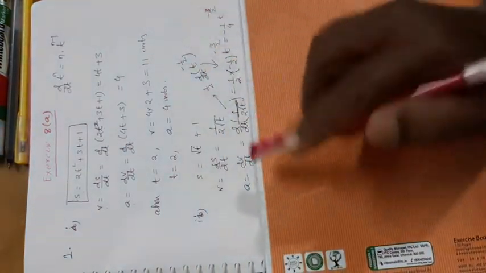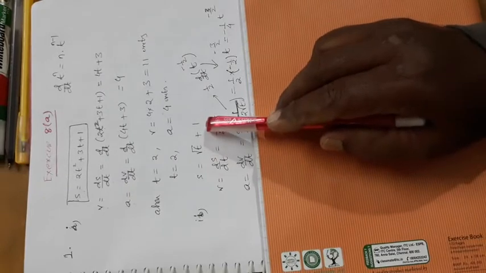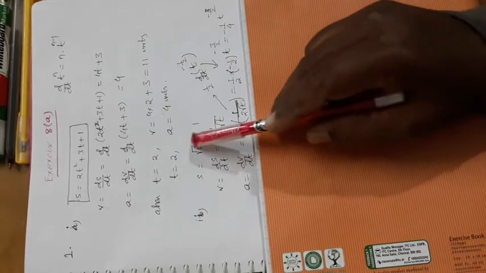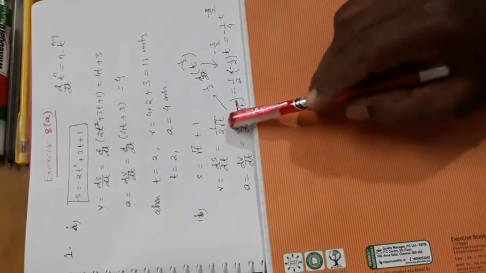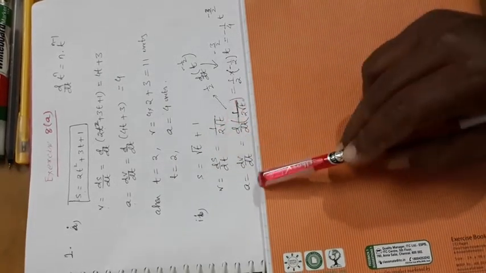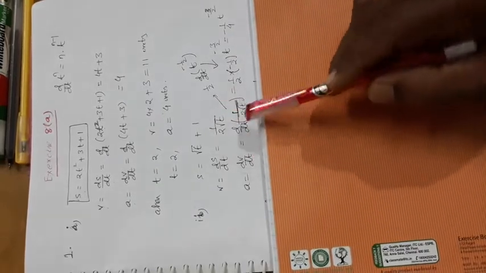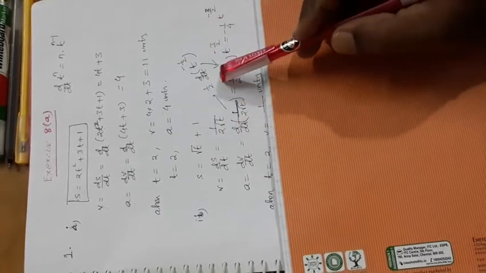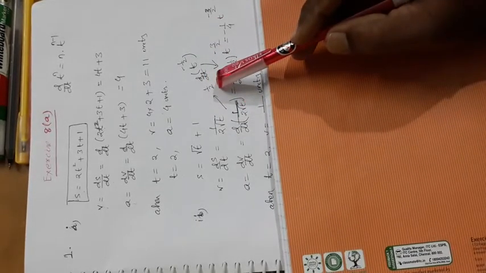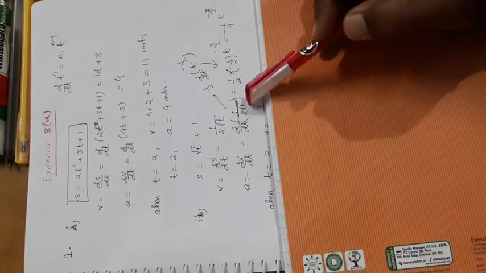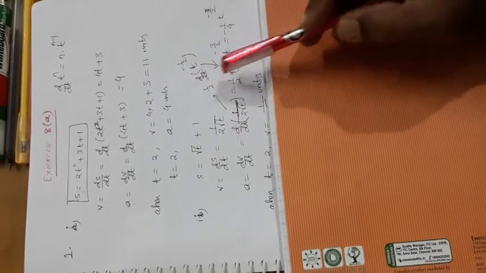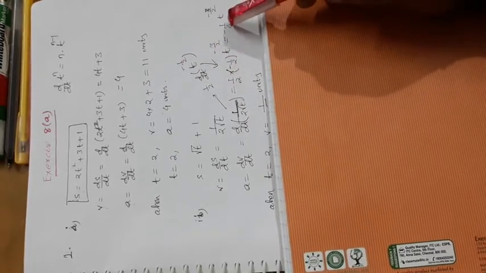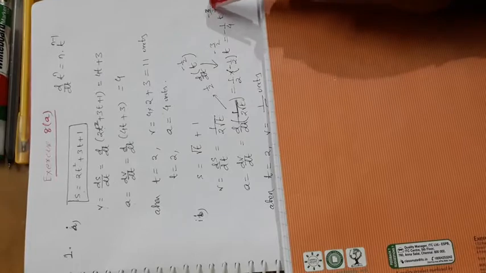Now look at the next problem. S is equal to root t plus 1. Similarly, you have to find v. What is velocity? ds by dt. And what is the derivative of root t? It is 1 by 2 root t. And what is acceleration? Acceleration is dv by dt, that is d by dt of v. What is v? 1 by 2 root t. Look at here, 1 by 2 will come outside, d by dt of t to the power minus half, and you know it is half. t to the power minus half gives minus half t to the power minus 3 by 2, that is minus 1 by 4 t to the power minus 3 by 2.